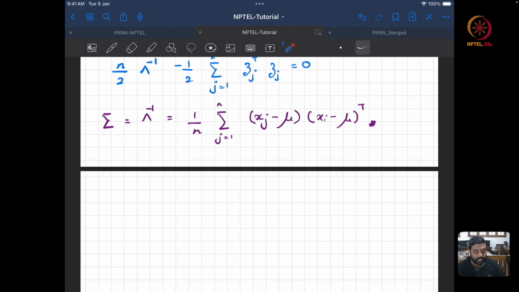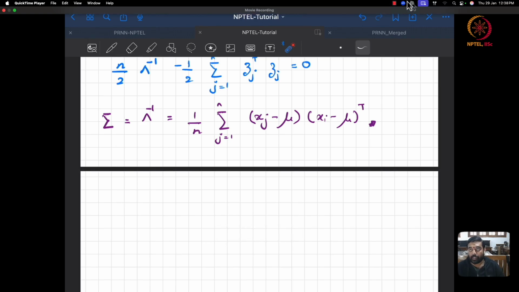So in the next part of this same tutorial, we will be looking into the generalized discrete random variable version that was discussed in the class, and then we will look into the constrained optimization, how to get the parameters in that case. Thank you.